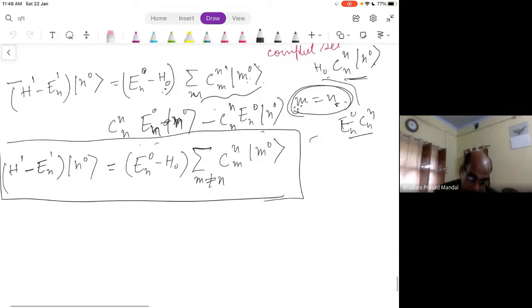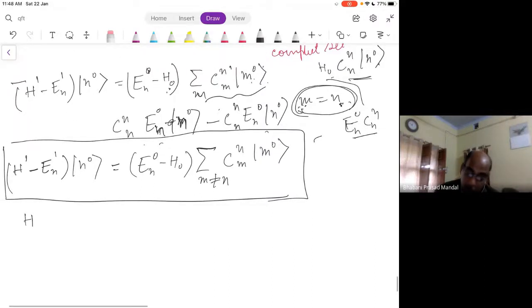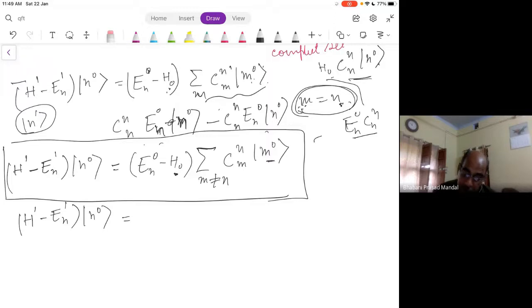Okay, so let me write. Remember what we are going to calculate. We are going to calculate n prime state. This state we are going to calculate. I'm short of time. Let me write n prime n0 will be, now this can act on this, so let me write En0, and when this acts on this, what you'll get?